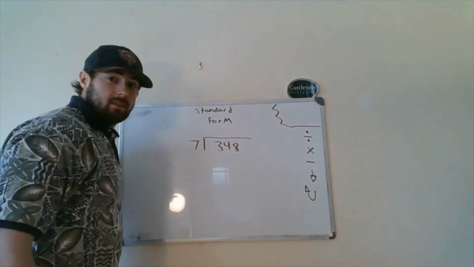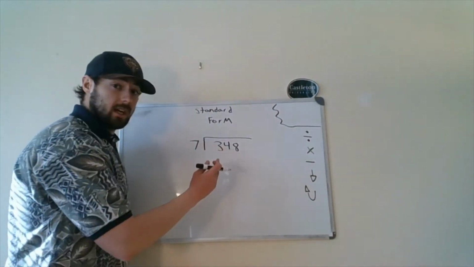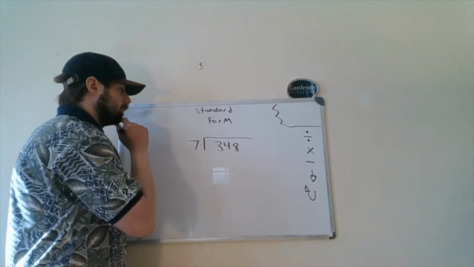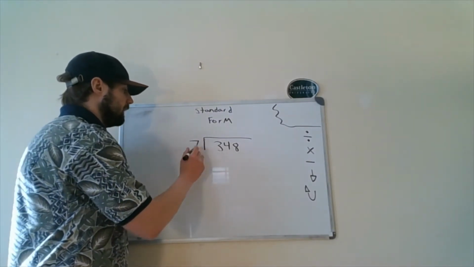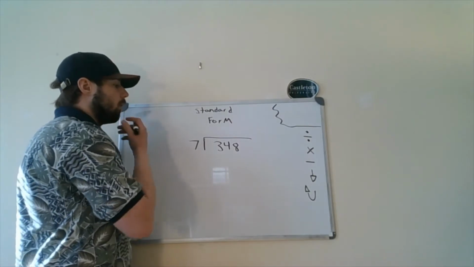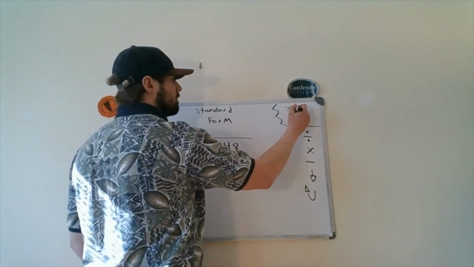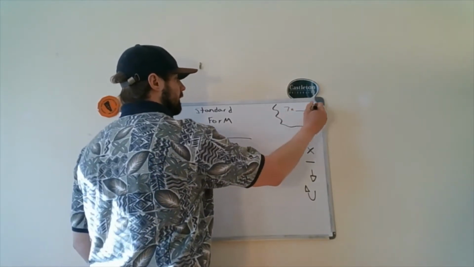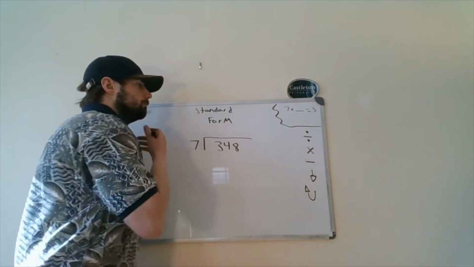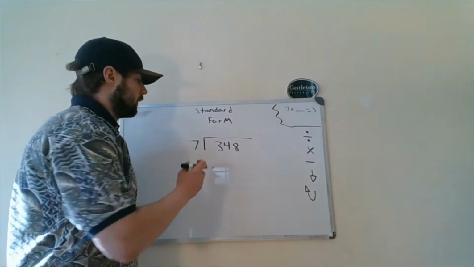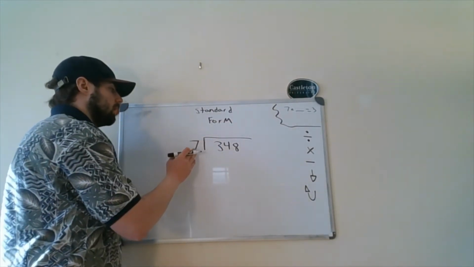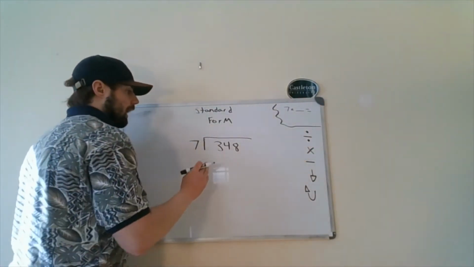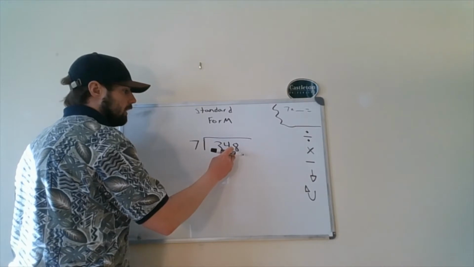The place value I'm dividing with to start using standard algorithm is the hundreds place. So I am asking myself, can 3 be divided by 7? I'm using my strategy, inverse operations in my head. 7 times a number equals 3. No way. 3 is a much smaller number than 7. Cannot happen. So I need to move over to my second place value.